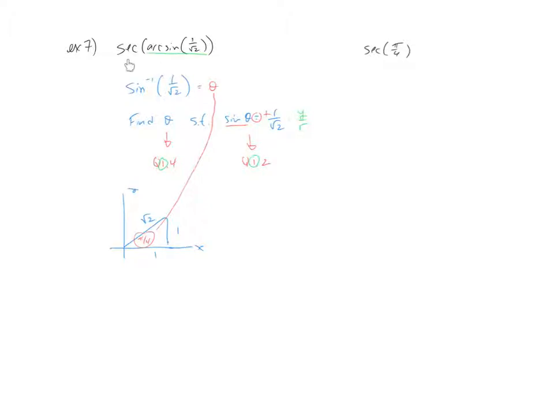So now secant of the pi over 4. And we already have conveniently our triangle drawn. Secant, we remember, is the ratio of r over x. So for us, the r value would be square root of 2. The x value would be 1, and therefore the final answer for the given problem here would simply be the square root of 2.